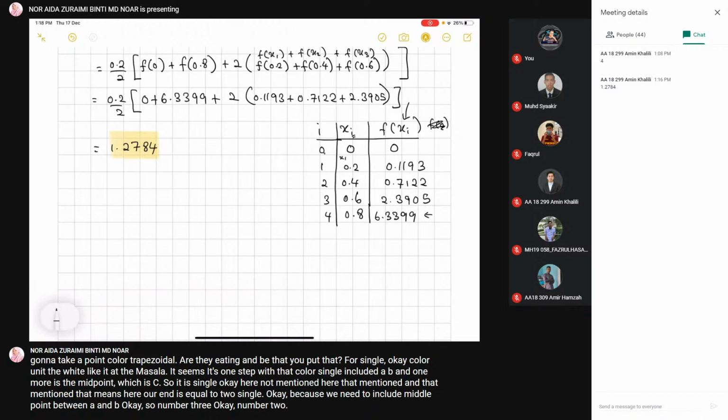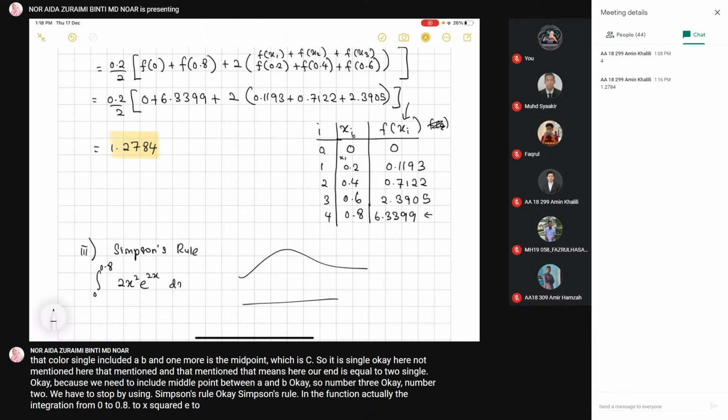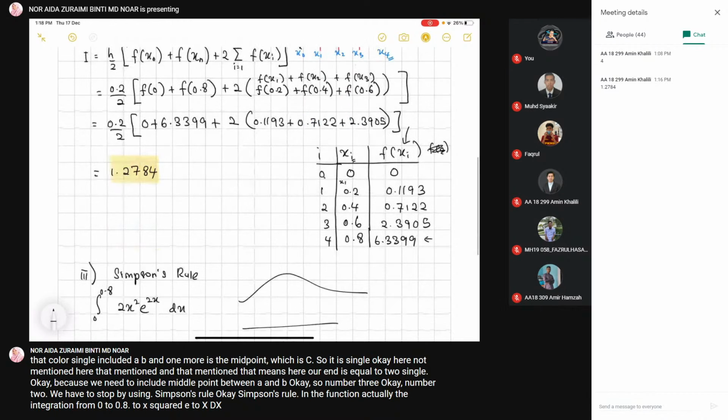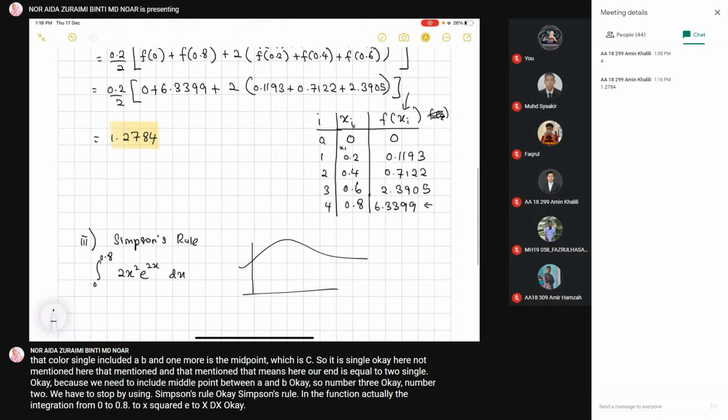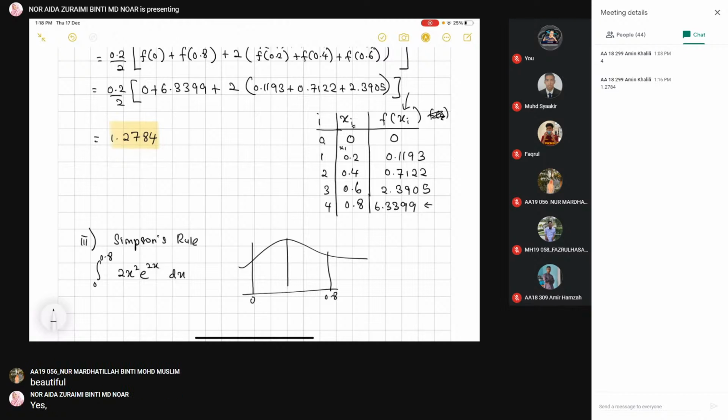Okay, number 3. We have to solve by using Simpson's rule. The function is the integration from 0 to 0.8 of x squared e to x dx. So we have the first point 0, the last point 0.8. Okay, the middle point, berapa? Titik tengah? 0.4. Yes, 0.4. Dia kena tengah-tengah.